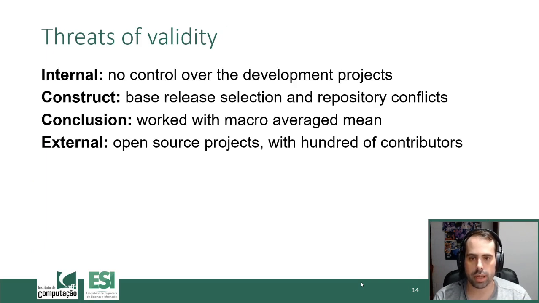Finally, our experiment has some threats to validity. We worked with open source projects and we have no control over their development. We selected the base release considering semantic versioning and found some semantic and timestamp conflicts in the repositories. We worked with macro average mean, so we assigned equal weight to all releases in a project, independently of the number of commits. And finally, we studied open source projects with hundreds of contributors. Hence, our findings cannot be generalized to the industry.